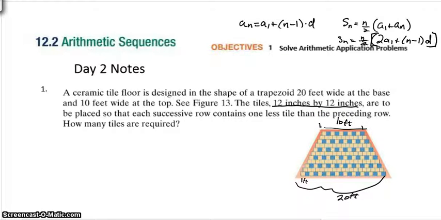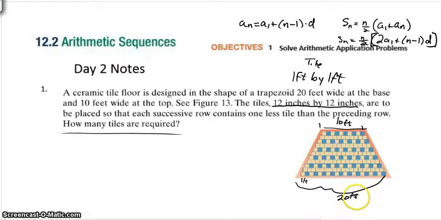So let me ask you this. How many tiles do we have on the bottom then? 20. And how many do we have at the top? 10. So very quickly you could see we're trying to see how many tiles are required. But if we kept reading this, the tiles are 12 inches by 12 inches or 1 foot by 1 foot. There's another way we could look at it more appropriately. Each successive row contains one less tile than the preceding row.